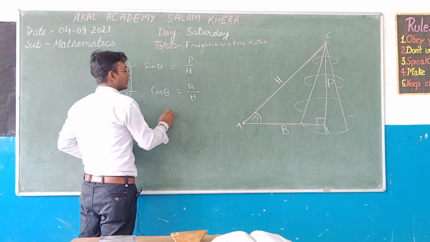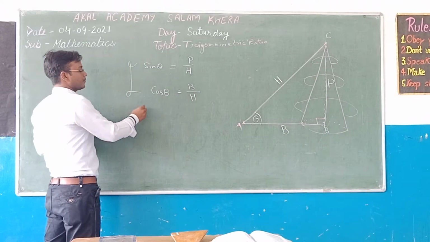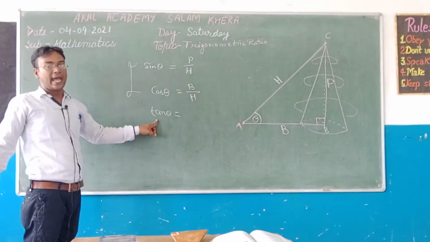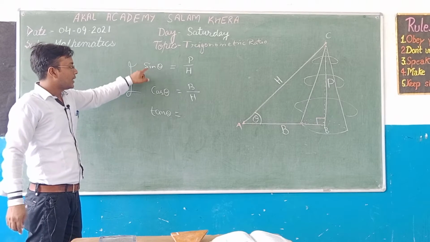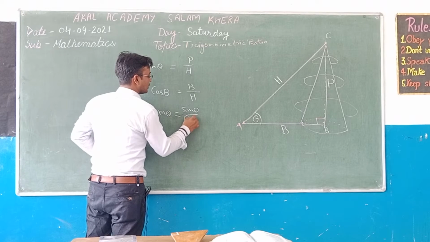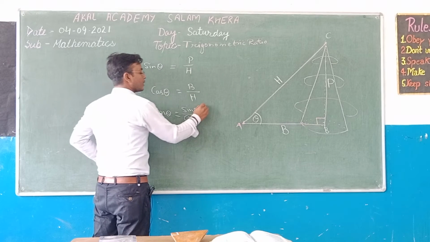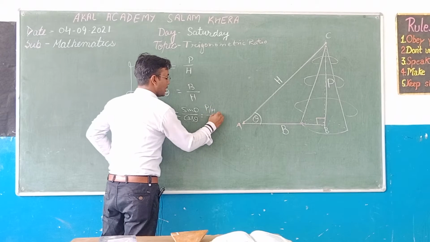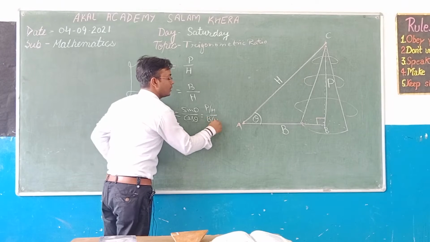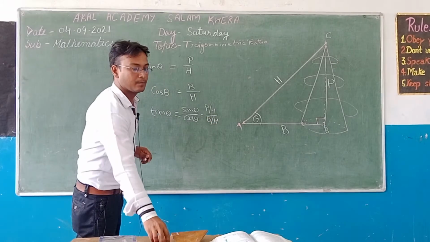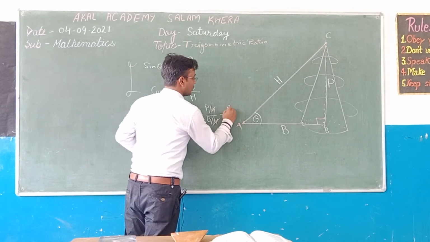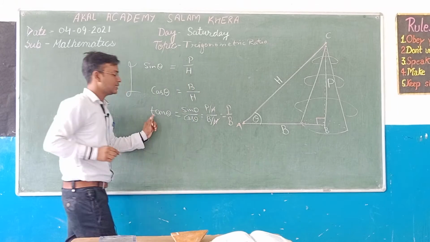Look here, the third ratio you can take is tan theta, which is equal to the ratio of sin theta to cos theta. Sin theta value you know, perpendicular by hypotenuse, and cos theta value, this also you know, base by hypotenuse. You can cancel the hypotenuse with the hypotenuse, and what is left here is perpendicular by base. So this is tan theta.